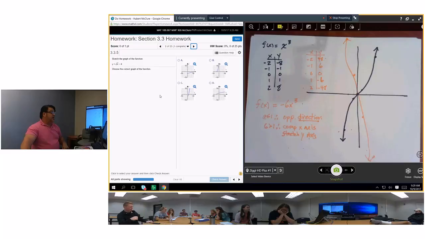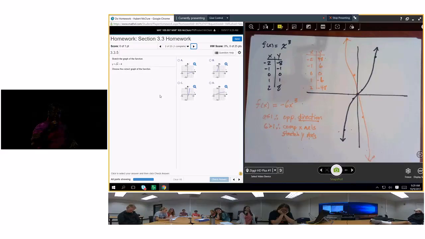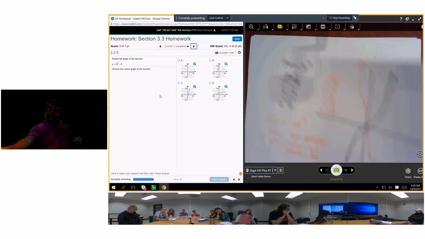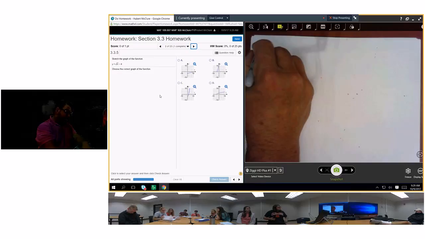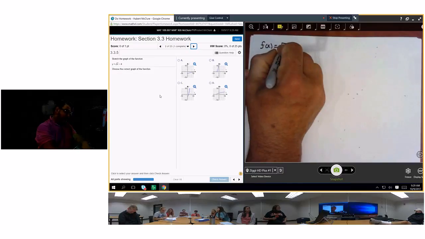All right, now look at this one. What does this one look like? Family of graphs. Everybody's here today. So it looks like which one? The radical. So f of x is equal to the square root of x.